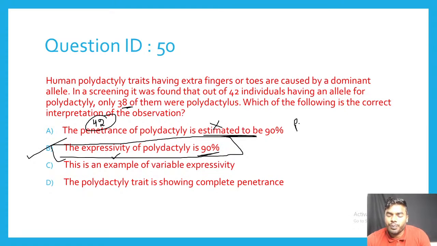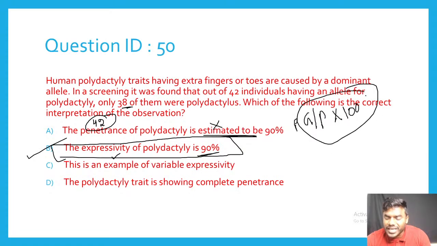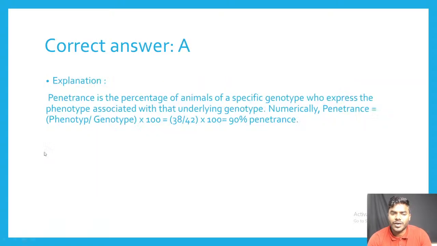By using the penetrance formula of genotype by phenotype into 100, we can easily estimate that particular expressivity. So that's why we don't use the word estimated. Hence the correct option will be B. I hope everyone understands without confusion. The answer will be B. Let me know if you have confusions.